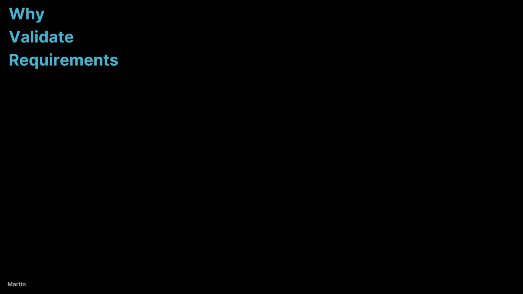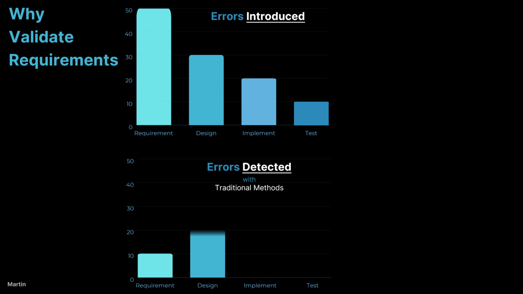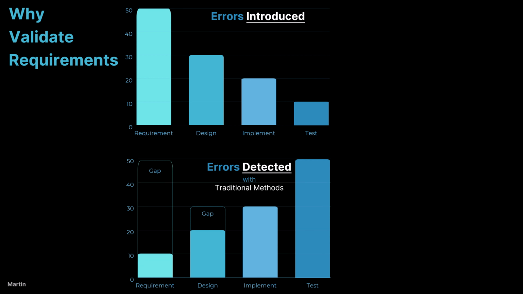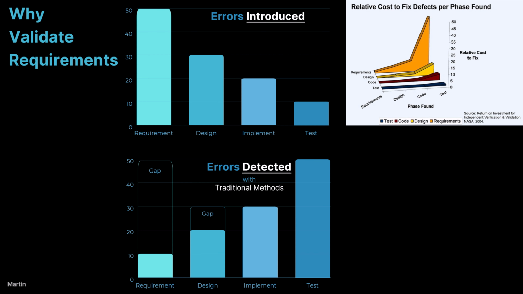Validating requirements is essential because errors made during the early stages, such as in requirements or design, can lead to costly and time-consuming rework if discovered later. These errors often stem from misunderstandings, incomplete requirements, or miscommunication among stakeholders. Traditional development methods tend to detect such issues during implementation or testing, when changes are harder and more expensive to make. Fixing a requirement flaw at that stage can ripple through the system, causing delays and increased costs.